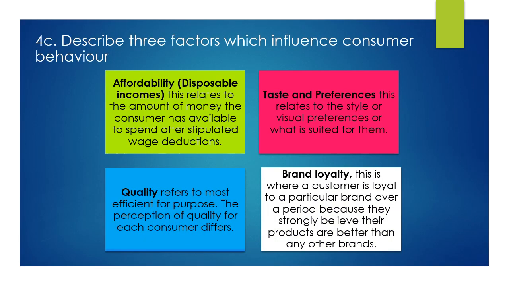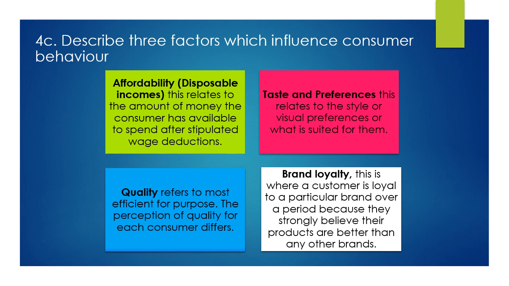3 factors which influence consumer behavior. So I have 4 here. So we have affordability or disposable income, taste and preferences, quality, and brand loyalty. So disposable income relates to the amount of money that the consumer has available to spend after stipulated wage deductions. So the customer or consumer would only be able to purchase particular items based on their disposable incomes, based on their affordability, whether they can afford it or not.